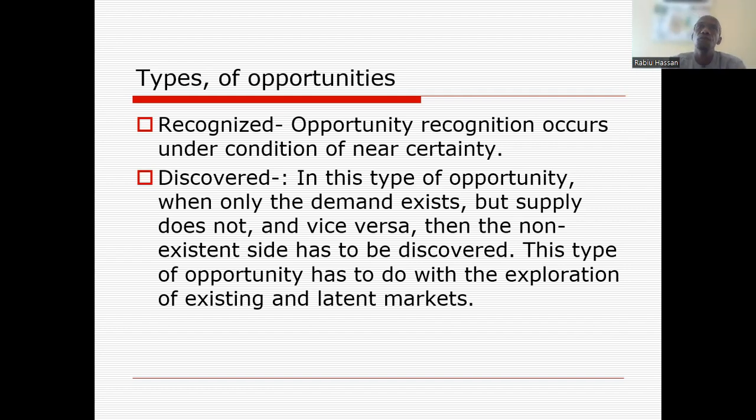For example, there could be a market where there is a need for a particular product or service and nobody is supplying. So in that instance, you need to supply. You understand? In that instance, you bridge a demand, a market gap. They call it the discovered type.